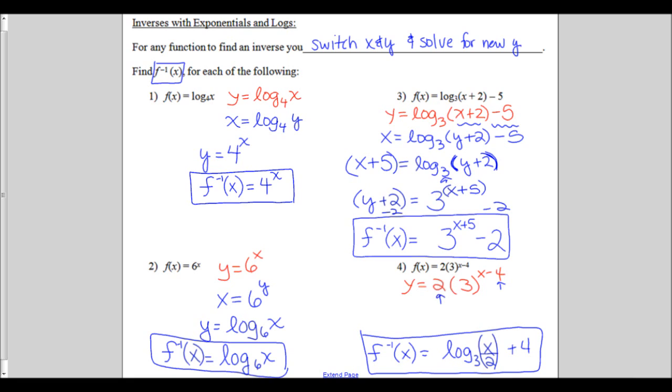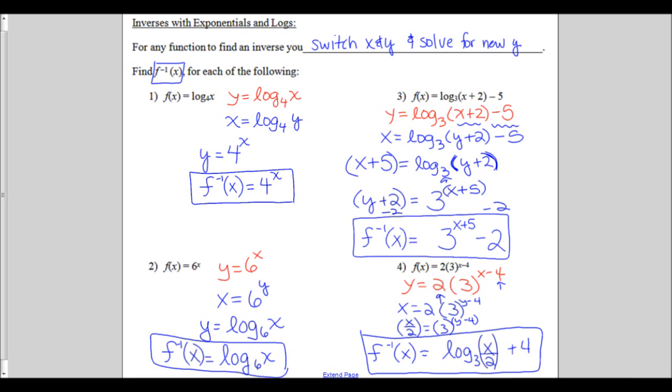If I were to walk through this algebraically instead, I would switch my x and y, and I'd have x equals 2 times 3 to the y minus 4. I'm not allowed to have anything times my exponent when I switch it over to logarithmic form, so I would divide both sides by 2. So now I have x over 2 on the left. I have 3 as my base on the right, and y minus 4 is my exponent.